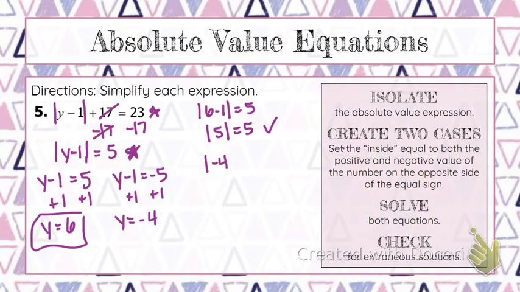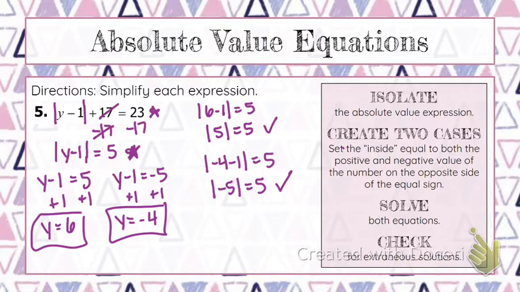The absolute value of negative 4 minus 1 equals 5. So this is the absolute value of negative 5 equals 5. That is true, so this does work.